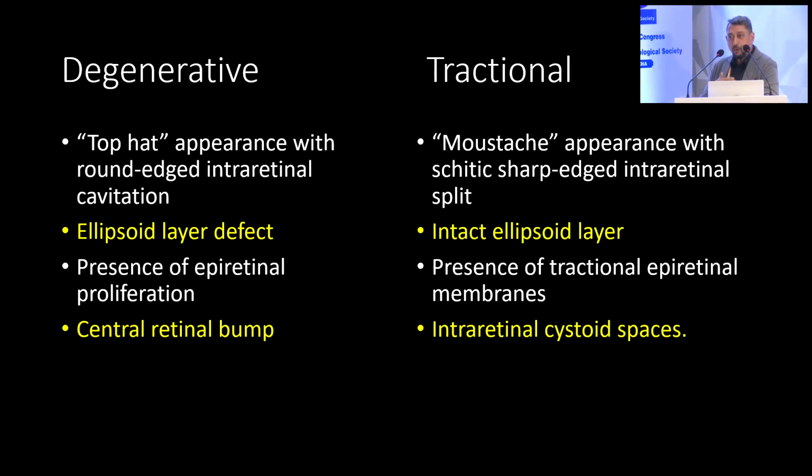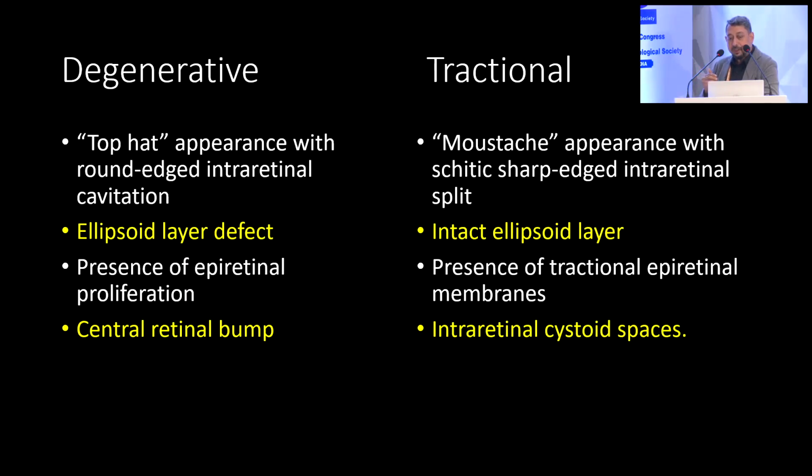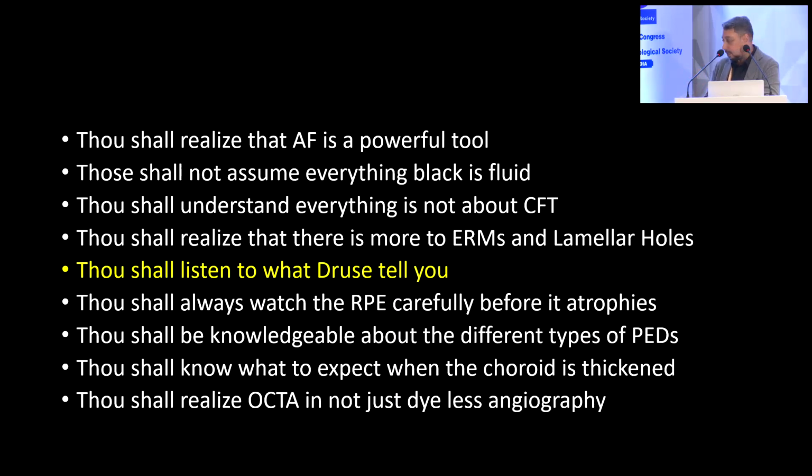In a tractional hole, you see a surface tissue, and there's splitting of the retina, like you see the splitting of the inner layers of the retina in a mustache type pattern, and you see the retinal cystoid changes. So this is an example where you see both changes. You see the LHEP change, and you also see the tractional retinal change with the top hat pattern and also the schitic cystoid pattern.